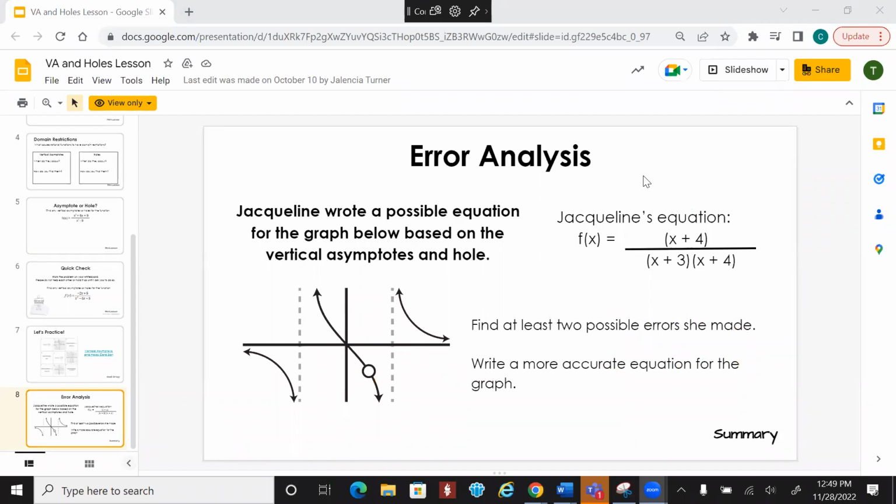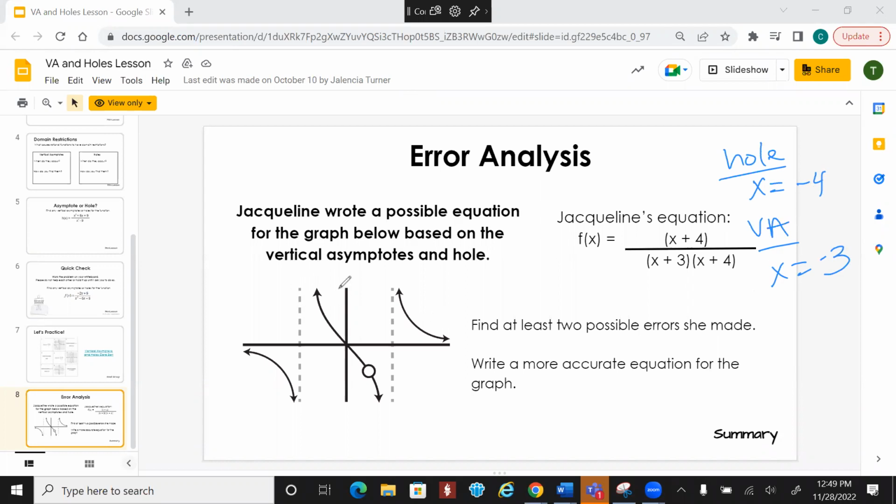So Jacqueline's equation is (x plus 4) divided by (x plus 3) times (x plus 4). So in Jacqueline's equation, where should there be a hole? At -4, right? Okay, and then where is there going to be a vertical asymptote? Okay, so that's in Jacqueline's equation, right?